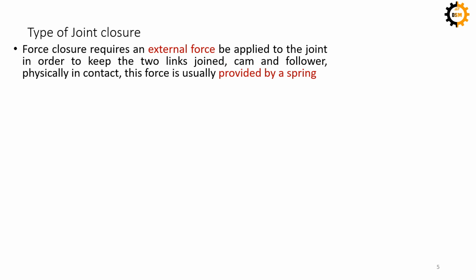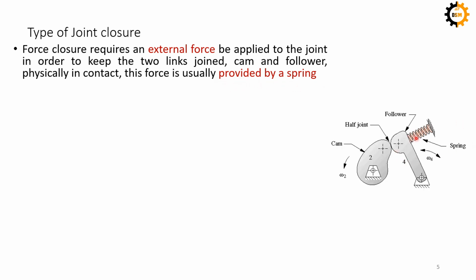Okay, so the next type of classification was based on the joint closure, the type of joint they had. If we have a force closure type of cam follower mechanism, it means that there is some external force applied on the joint. In the mechanisms we have seen up till now, you must have observed a spring. If a spring is attached to the follower, it acts as a restoring force. If the follower is moving away from the cam, the spring pushes it towards the cam, so that the follower is always in contact with the cam.